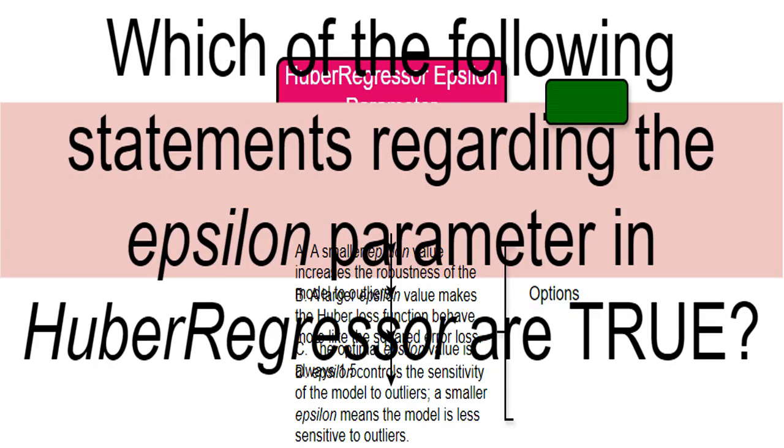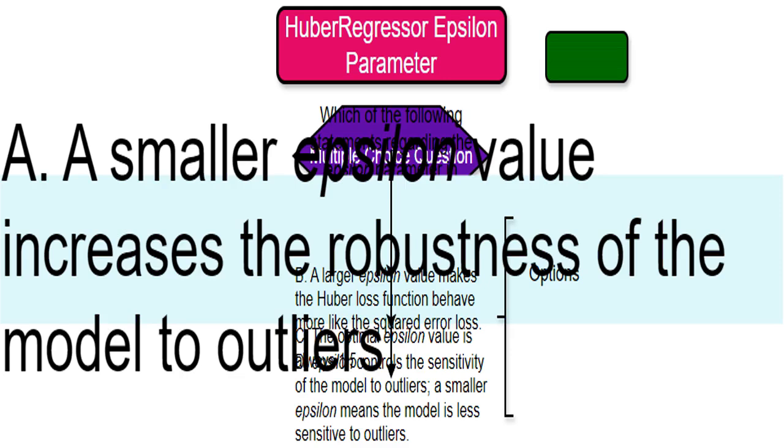This is the core question. We need to carefully consider each statement and relate it back to how the epsilon parameter affects the Huber loss function. This is true. A small epsilon makes the Huber loss function behave more like the absolute error loss, which is less sensitive to outliers. Think of it this way, we're giving less weight to large errors.